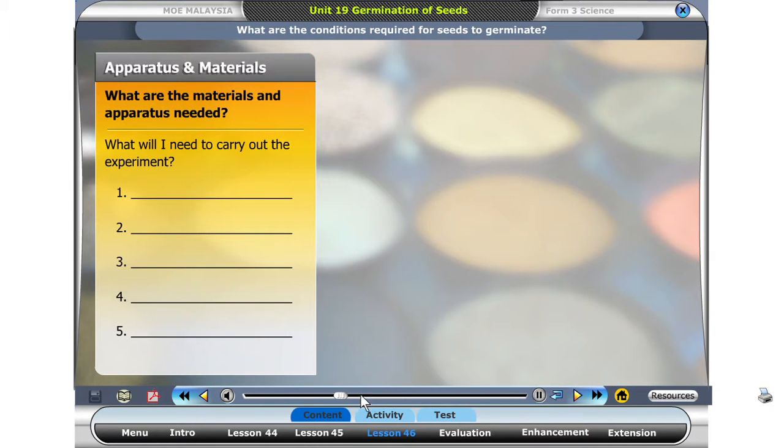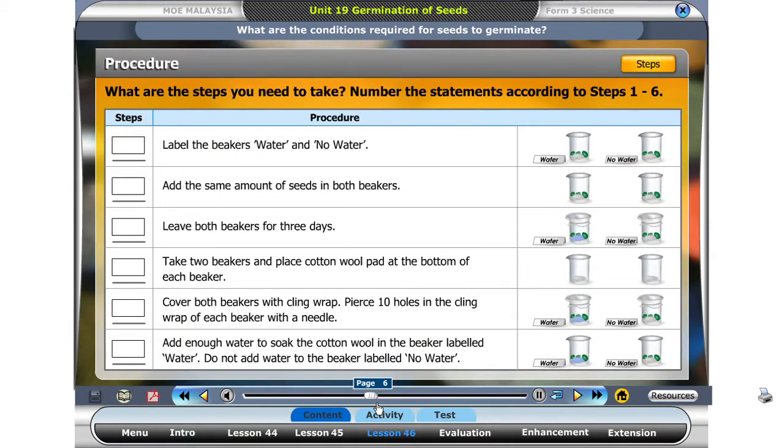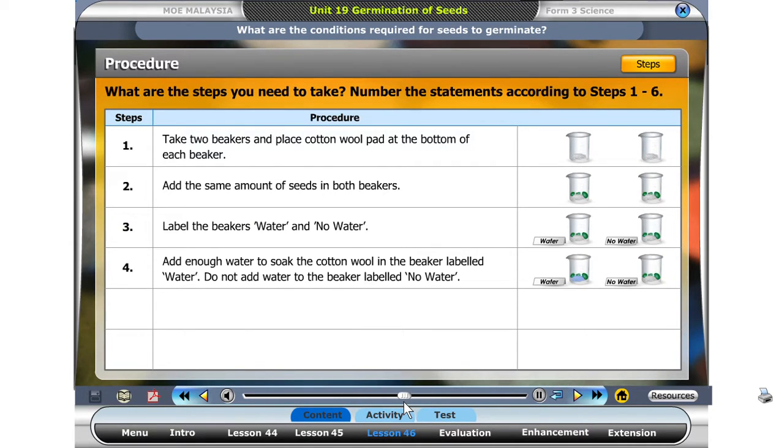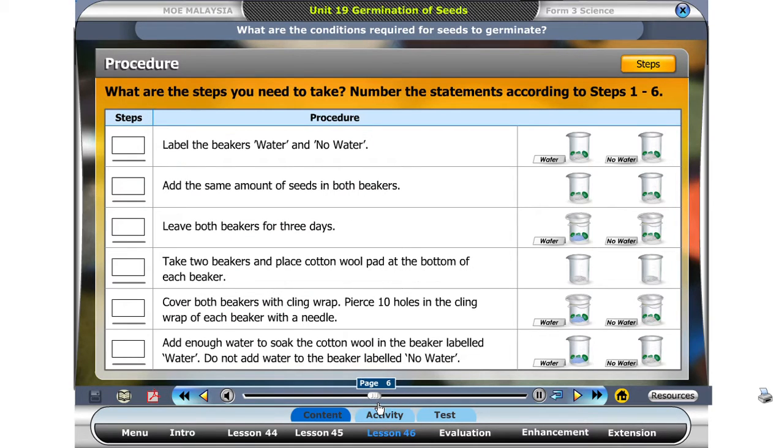To list out the materials and apparatus in the correct order, key in the numbers. Click on order. Key in both water to saturate the cotton wool. Click on steps to see if your arrangement is in the correct order.